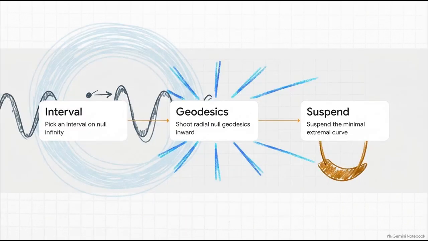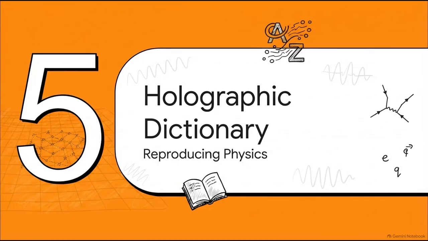But what does that new math actually look like physically? Well, researchers discovered a physical bulk shape built through 3 very precise steps. Step 1, you pick a specific interval way out on that boundary at null infinity. Step 2, you shoot radial light rays, or null geodesics, inward from the edges of that interval. And finally, step 3, you suspend a minimal extremal curve right between them. The resulting shape literally looks like a swing hanging in the middle of space, which is exactly why they call it the swing surface.